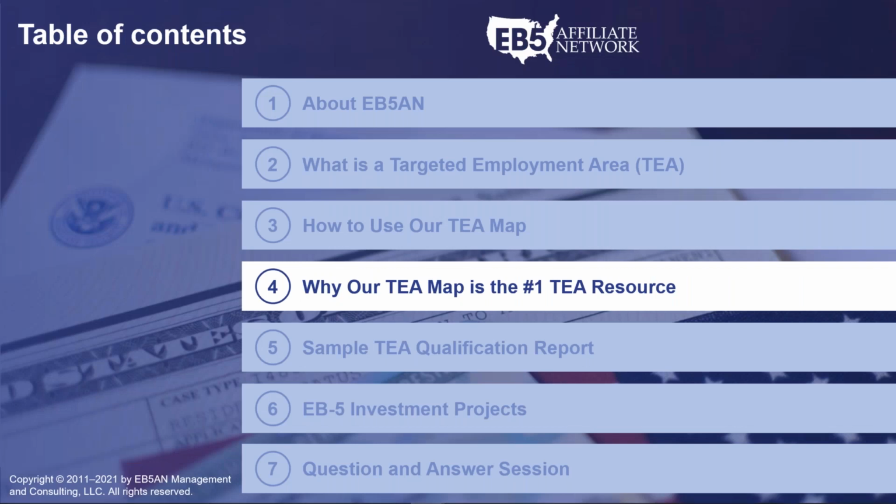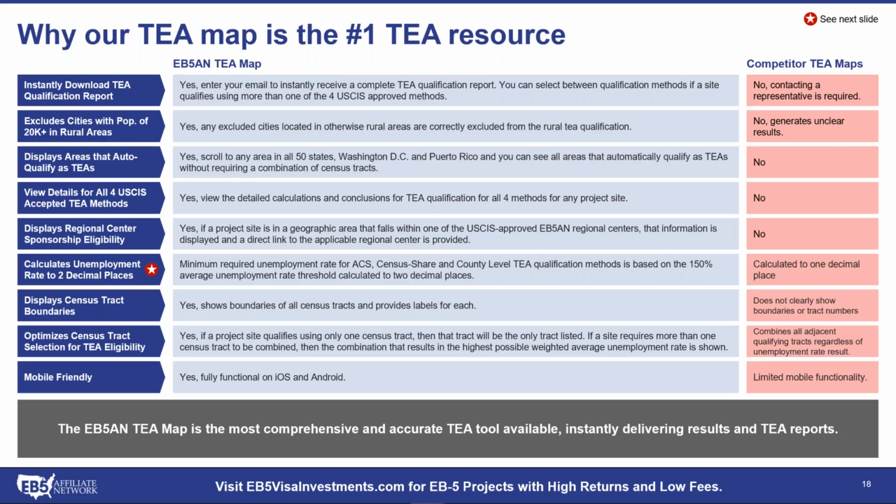All right, now we'll just spend a few minutes talking about why we think our map is the best available TEA resource in the market today. So just quickly going down the different specific functions. So first, our map is the only map that provides an instant TEA qualification report. All you have to do is type in the address, enter your email, and not only do you get yes or no and why, but you get a full detailed PDF report with a map that explains exactly how and why the site qualifies using whichever of the 4 methods is applicable.